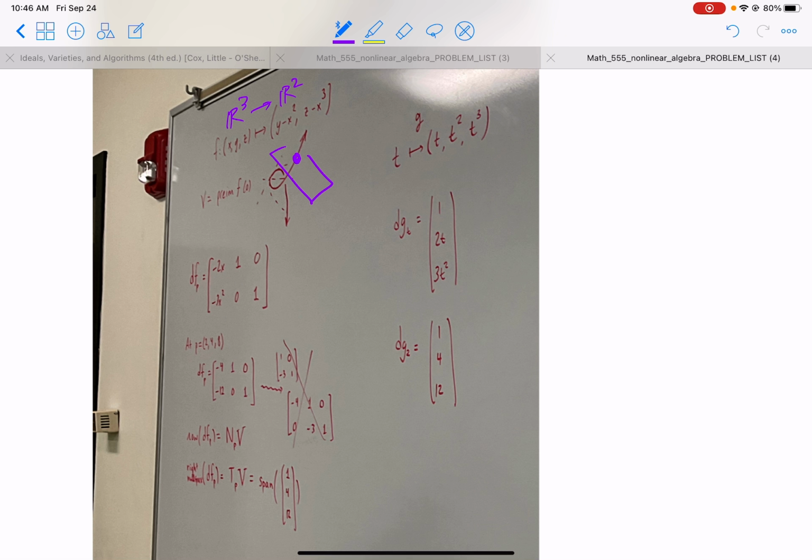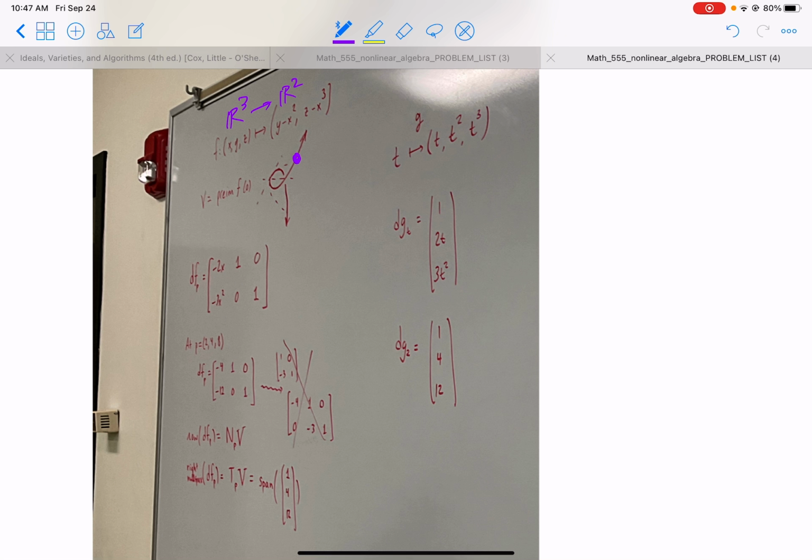And you can even just, by inspection, look at this matrix and see that if you put a 1 in the first slot, then you're going to need a 4 there and a 12 there to get zeros with the dot product. So, yeah, any questions on this one?